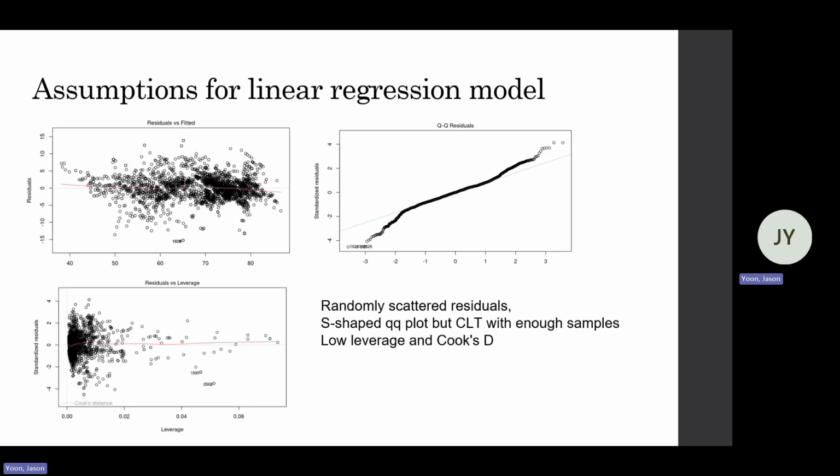Thank you, Nolan, for introducing our data set. Here I'm going to check the assumptions for our linear regression model for objective one.